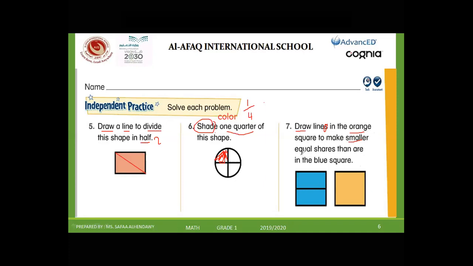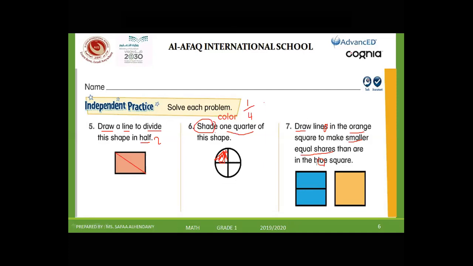Smaller equal shares than are in where? In the blue. Look at the blue. Here, the size for this one is what? I have here how many parts? One and two. So I must make more parts here. Why? Because if I have more parts, this means the size will be smaller. Yes.